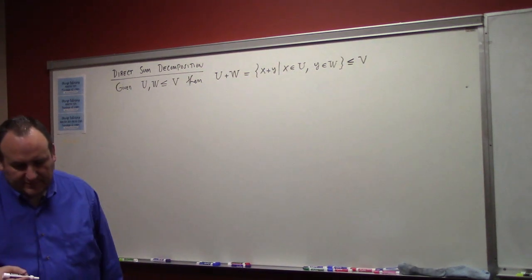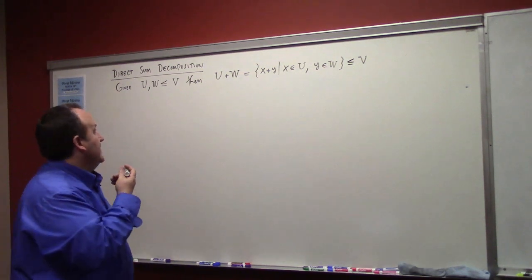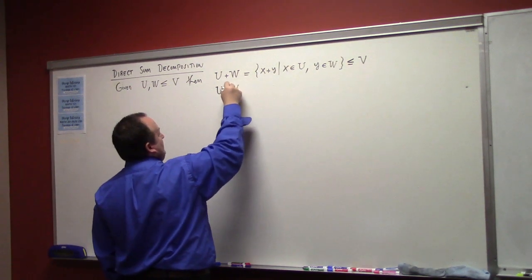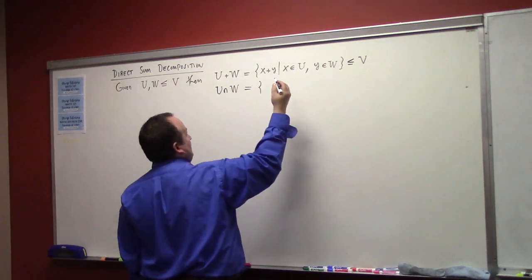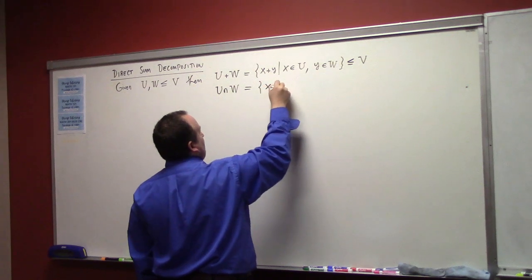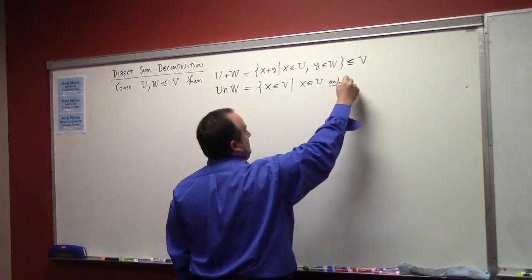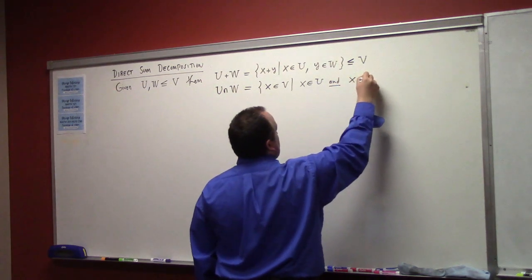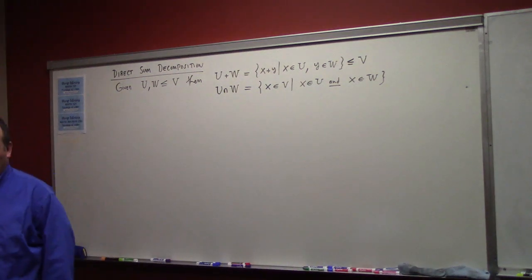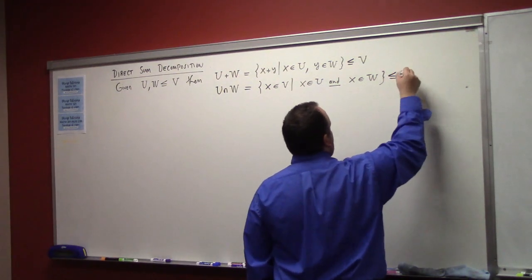What is a less elementary exercise is to calculate its dimension. Another thing you can talk about, of course, is the intersection of two subspaces, U intersect W. That is what it sounds like. It's the set of X in V such that X is in U and X is in W. It's literally the set theoretic intersection of the subspaces. And again, you can prove that that is a subspace of V.